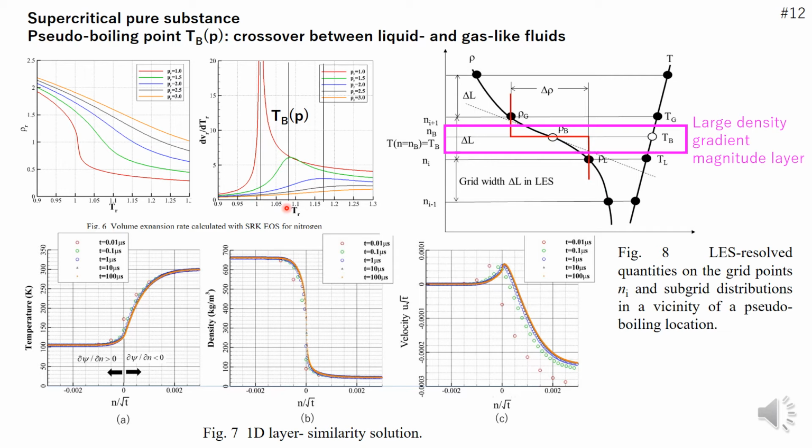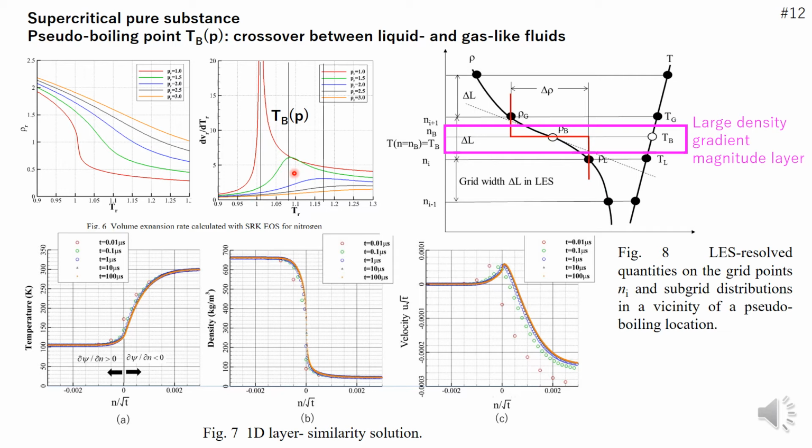The volume expansion rate dV/dt, and thereby the specific isobaric heat capacity Cp, has a significant peak at a certain temperature depending on pressure. Thus, the PB temperature Tb is an indicator of the crossover between liquid-like and gas-like supercritical fluid.